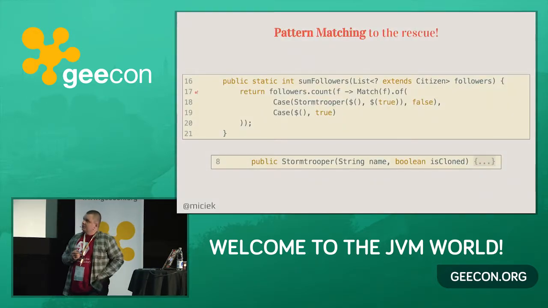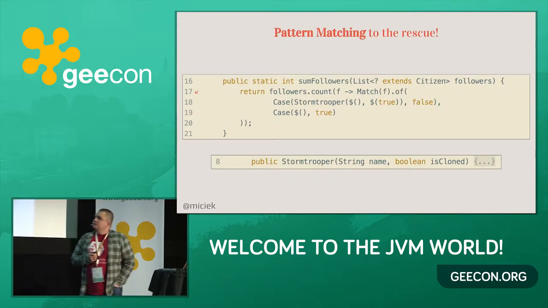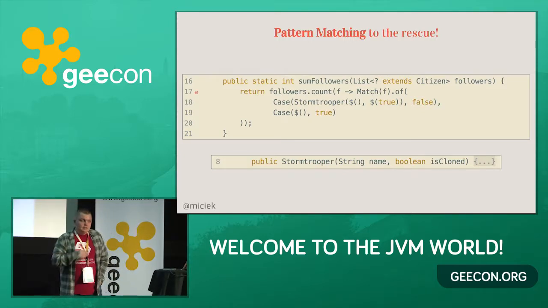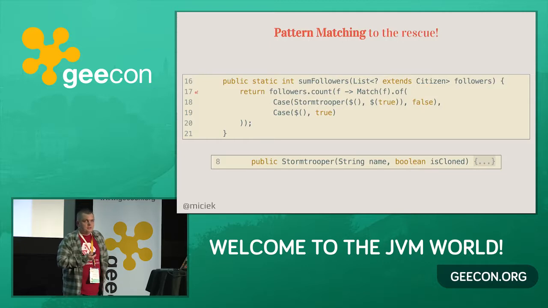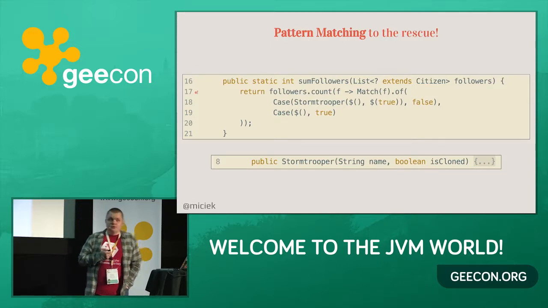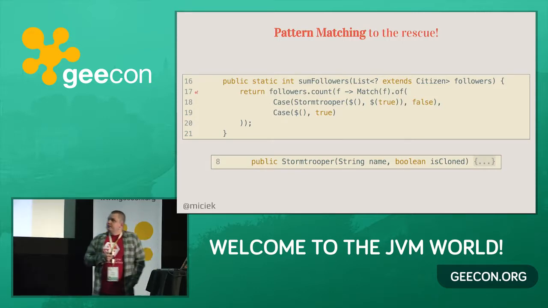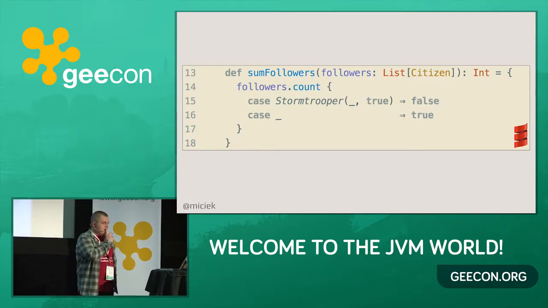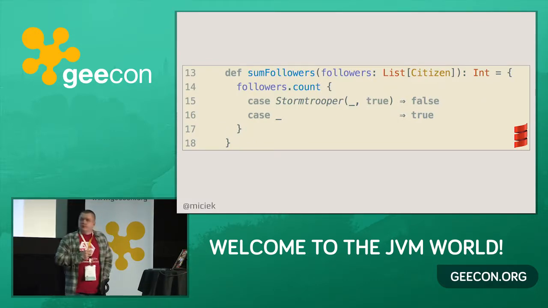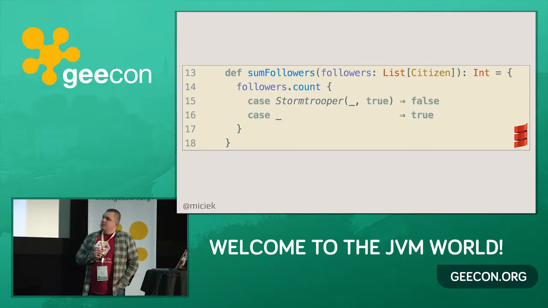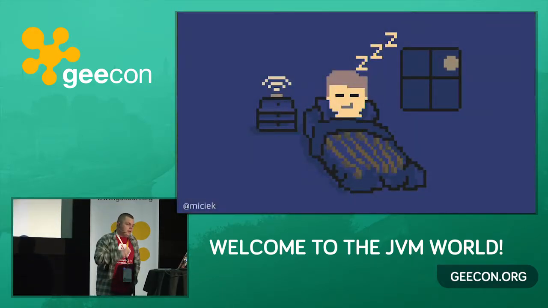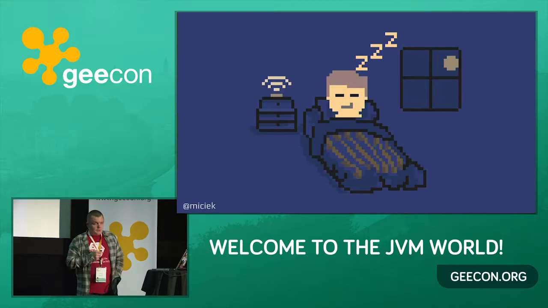So pattern matching to the rescue, and the simple case here is that Stormtrooper, whenever this value is true on the second parameter, so as you see, this dollar extractor can also be an equals pattern. So to say, whenever this is true, then we return false, but in any other case, we'll just return true. So that's how it works, okay? And of course, it looks almost exactly the same in Scala, maybe a little less verbose, okay? So again, everything works fine, but one night, our telephone starts ringing.